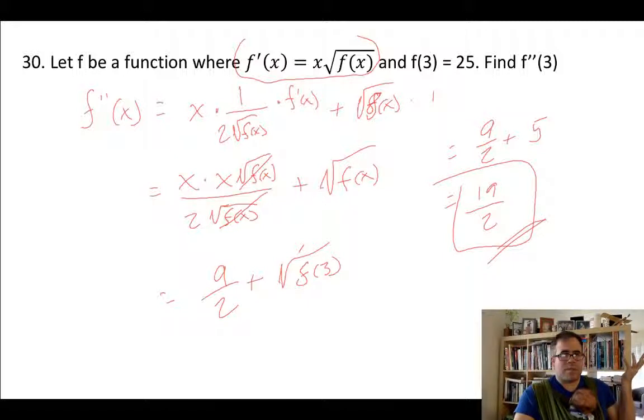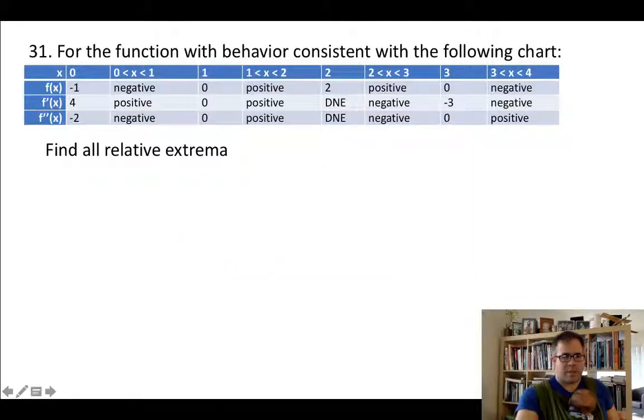That's all there really is to that one. Just as long as you remember the square root, however you remember that. Moving on. We have a situation. We were given a function with behavior consistent with the following chart, all of this stuff. Find all relative extrema.